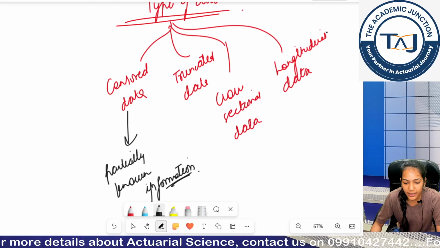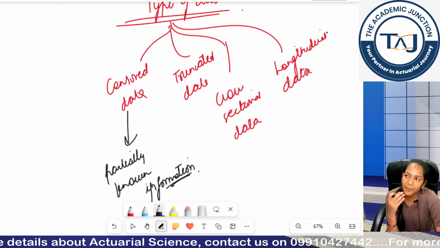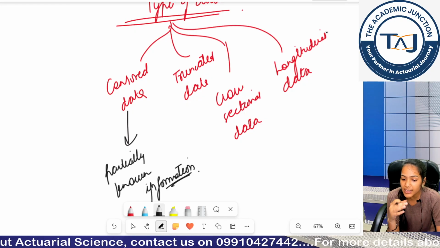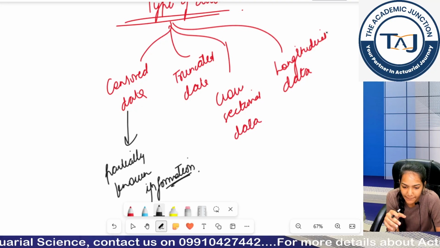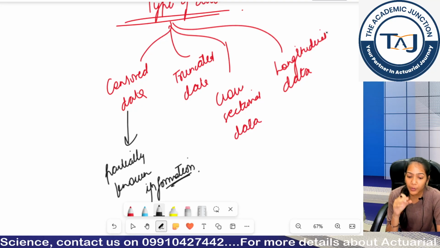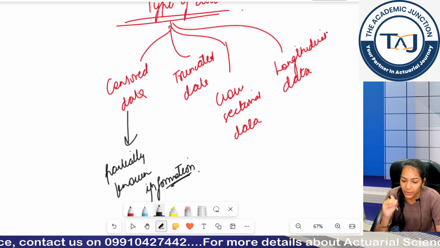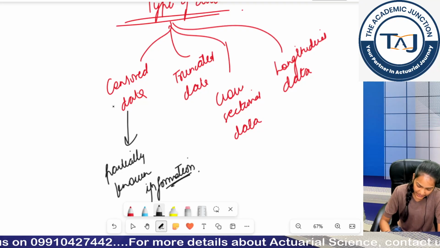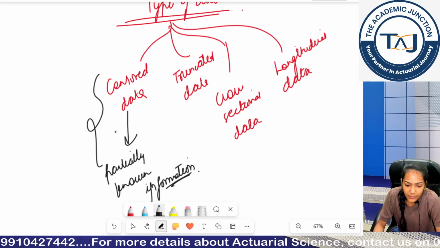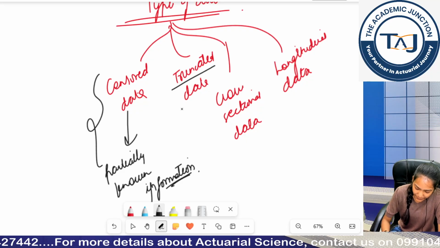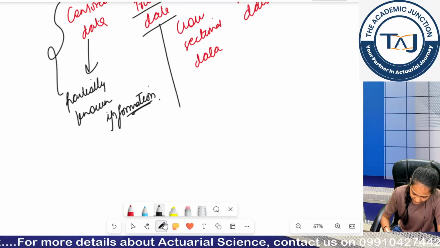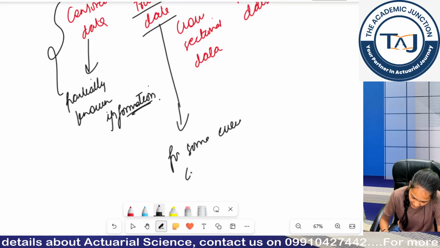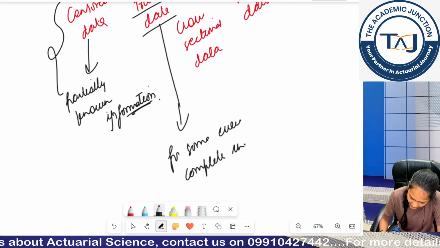This is partially known information. For example, I have collected the data of those students who got marks of more than 50. In that data, I won't know the exact marks, but I would know that yes, these students got marks of more than 50. So in that case, my data is censored. If I talk about truncated data, it means for some event, complete information is missing.